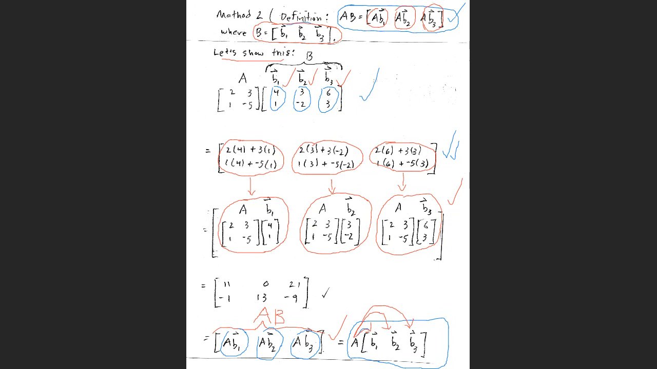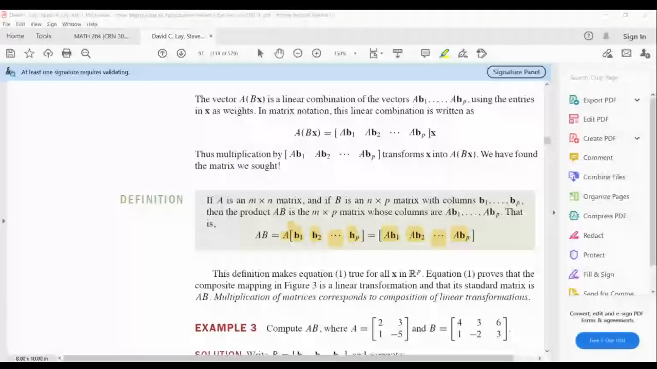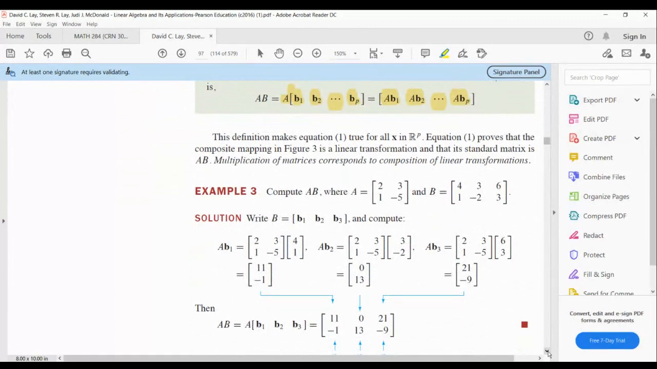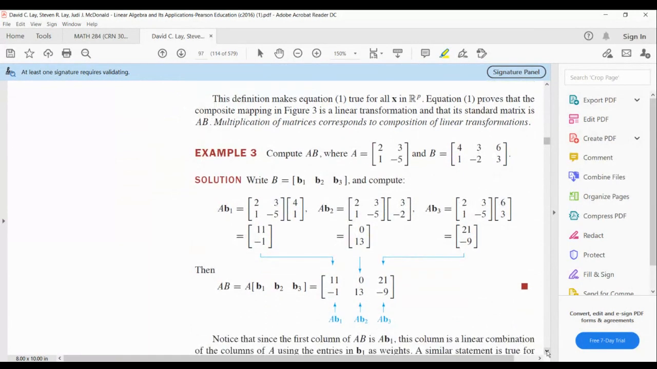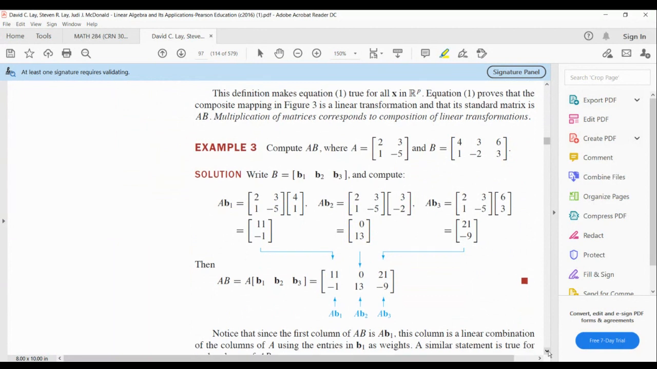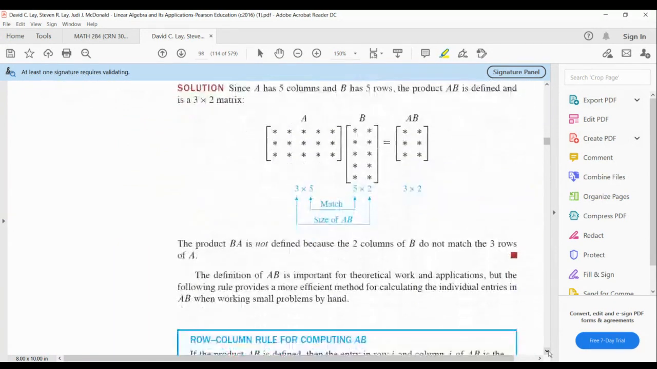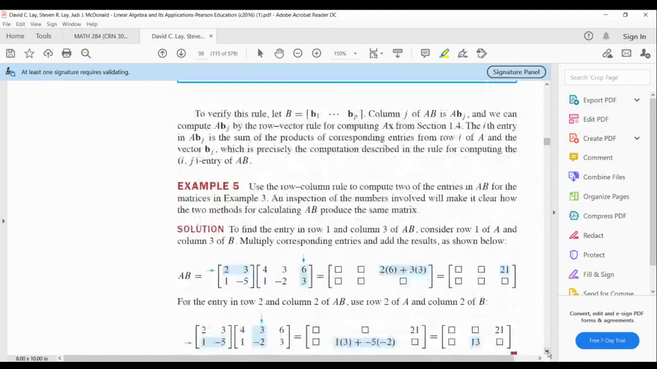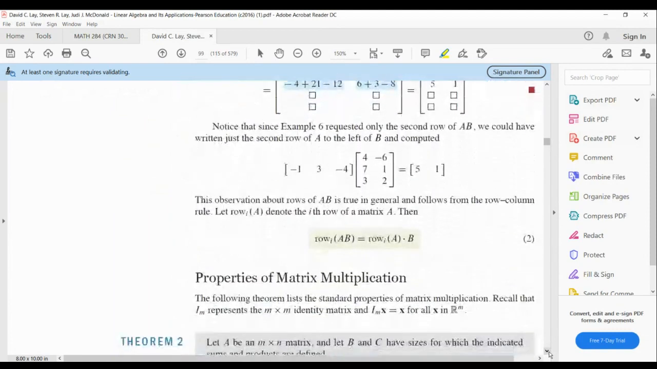All right, so let's move on here. Back to the book. So now the definition of matrix multiplication, you should have an intuitive feel for that definition. Then they give an example where they compute the matrix A times B, and that reinforces what we just did. That's example 3. These are just some things that we've talked about, moving through here.